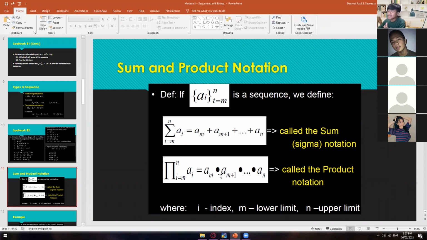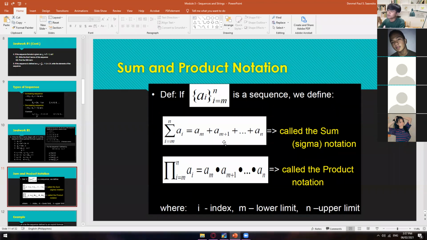And if it's product notation, the only difference here is just the operator. In here, you're going to use times or multiplication. So this is the symbol for summation, letter E or sigma. And then here's the symbol for product notation or geometric summation. This one is a pi.